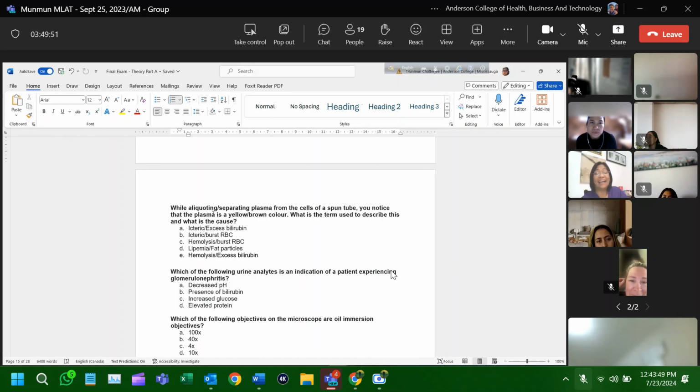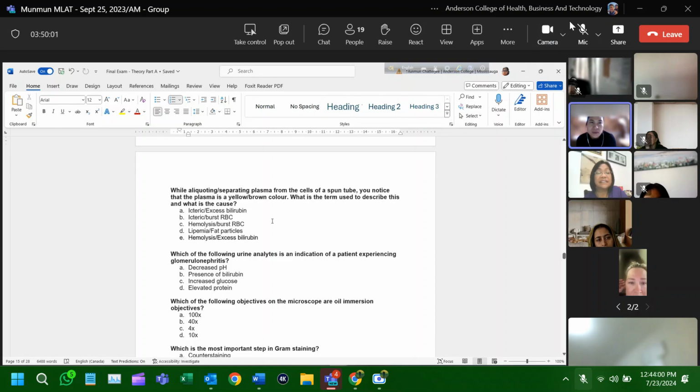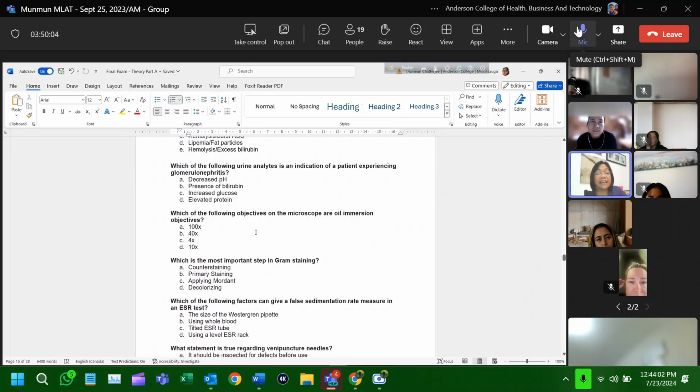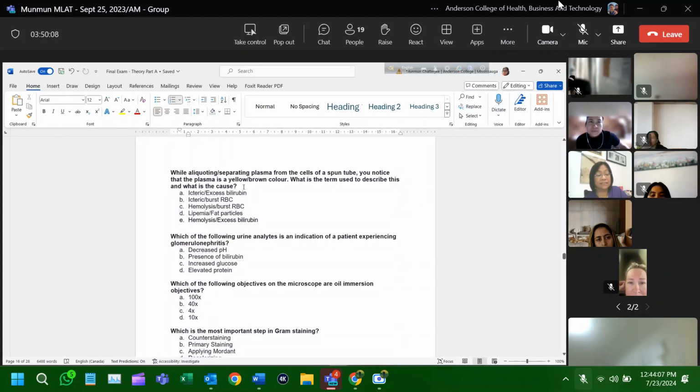While aliquoting or separating plasma from the cells of a spun tube, you notice the plasma is yellow-brown in color. What is the term used to describe this? This is the answer, A. Good. Everybody knows that answer. See, the answers are quite good, but you have to read the questions carefully.